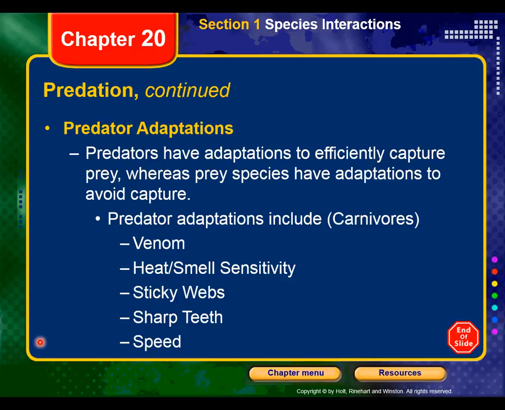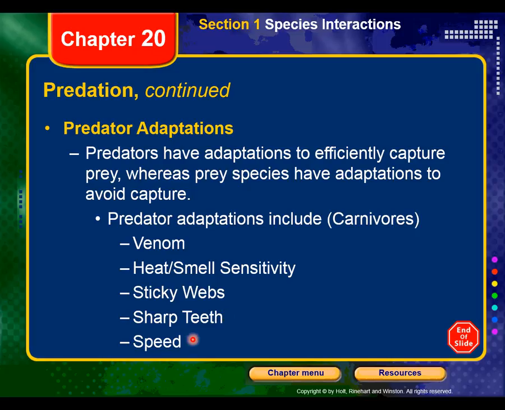Okay. So here are some predator adaptations, one of the main objectives that we were talking about. Predators have adaptations to efficiently capture prey, whereas prey species have adaptations to avoid capture. Predator adaptations for carnivores include things like venom, and heat and smell sensitivity. You talk about organisms that rely on smell, like dogs; even snakes rely a little bit on smell and heat sensitivity. Sticky webs, of course, those are spiders. Sharp teeth, just about every carnivore needs some sort of sharp teeth in order to effectively tear through the flesh of another organism. And of course, you want to talk about cheetahs.